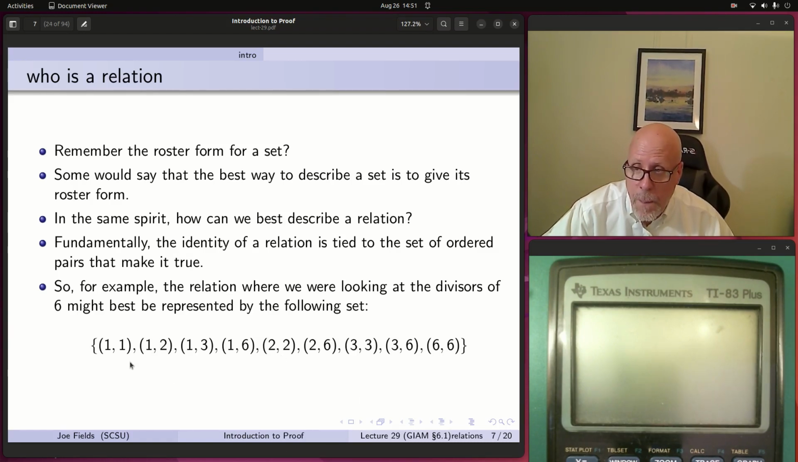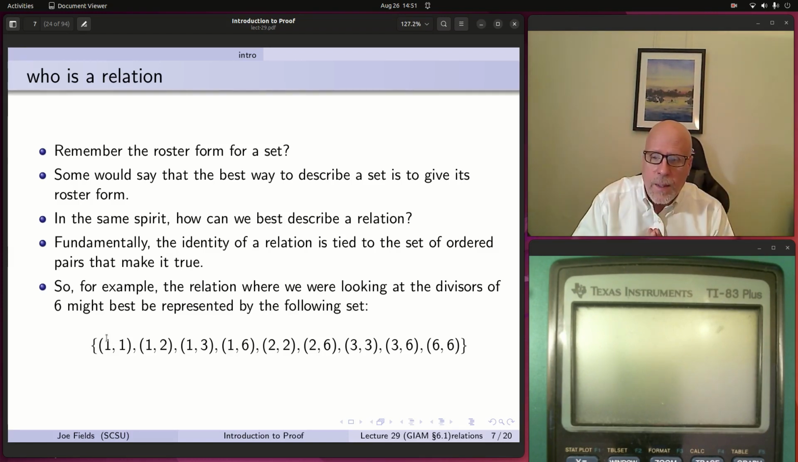List all the pairs. Notice in this version of things, there's only one pair that begins with a 6. But there's lots of pairs that begin with a 1. There's only 2 pairs that begin with a 2, and only 2 pairs that begin with a 3. So that roster form listing of the ordered pairs that are in the relation makes this very useful connection between relations and sets. When you need to prove things about relations, the best way to do that is usually to think of them as sets of ordered pairs and then use your set theoretic machinery.